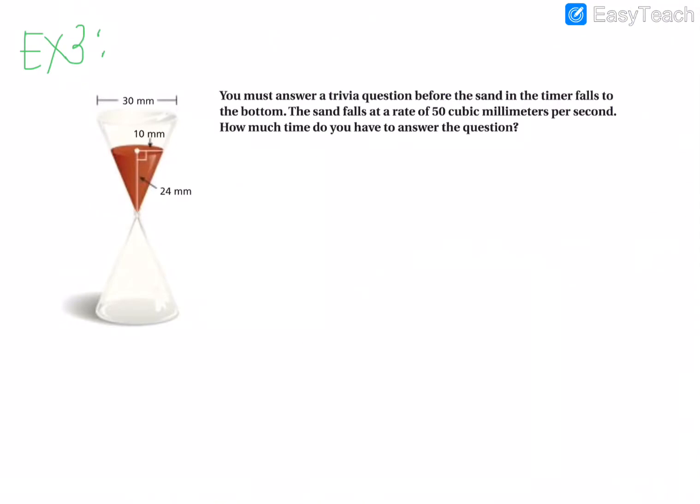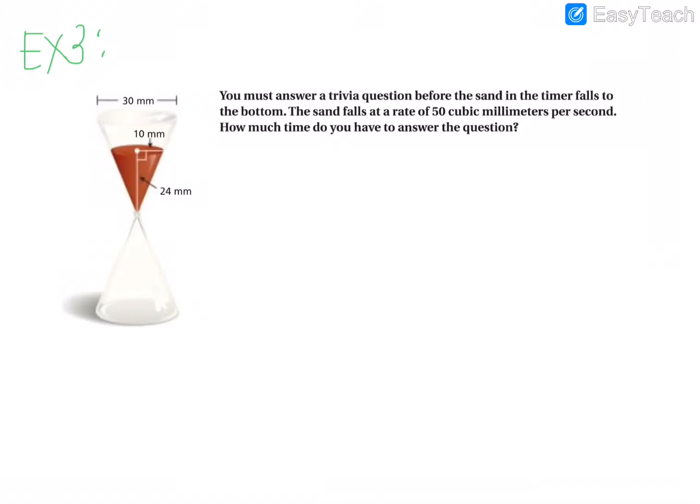All right, now for our crazy example 3. I don't know if you've ever seen these before, but it is a timer, like an old school timer. And you have sand on one side and you flip it, and once the sand is gone, that means the time's up. Okay, so you must answer this trivia question before the sand in the timer falls to the bottom.